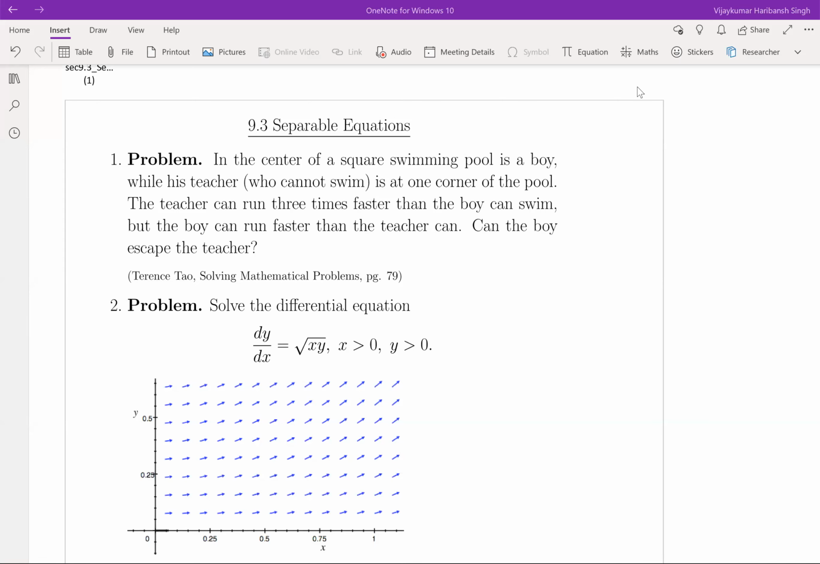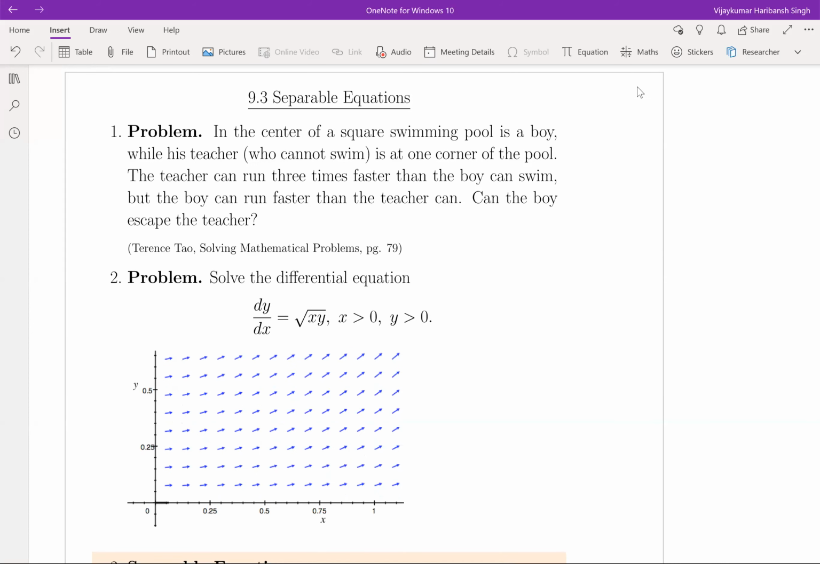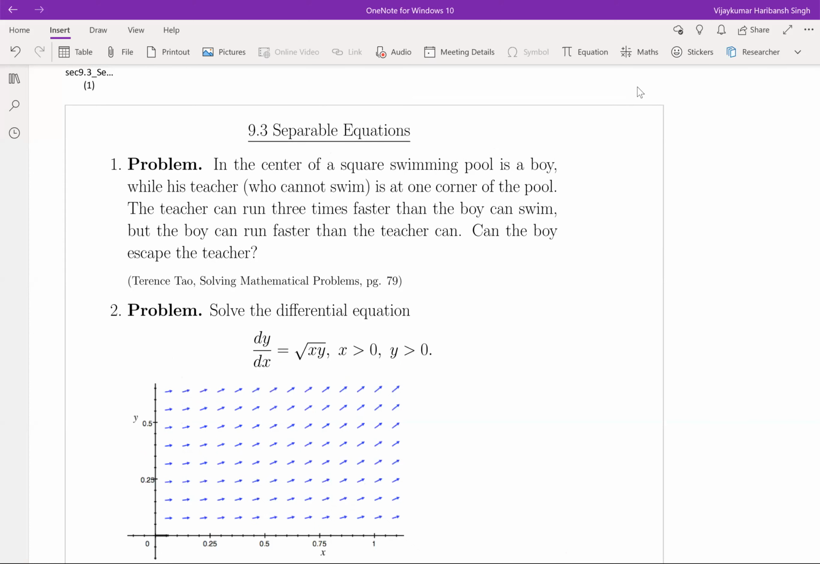Welcome students. We are going to discuss a special class of differential equations which we'll be able to solve here. So first problem, we want to solve a differential equation dy/dx = square root of xy, where x > 0 and y > 0. These arrows are your direction fields. The direction fields are exactly the same as the slope field; here you're giving an arrow to indicate which direction they are going in. So for example, one of the solutions goes like this.